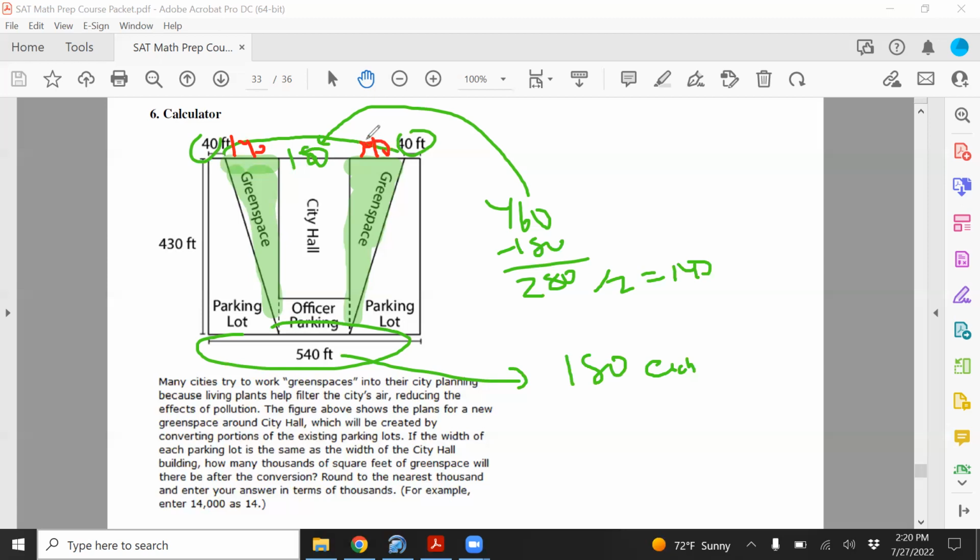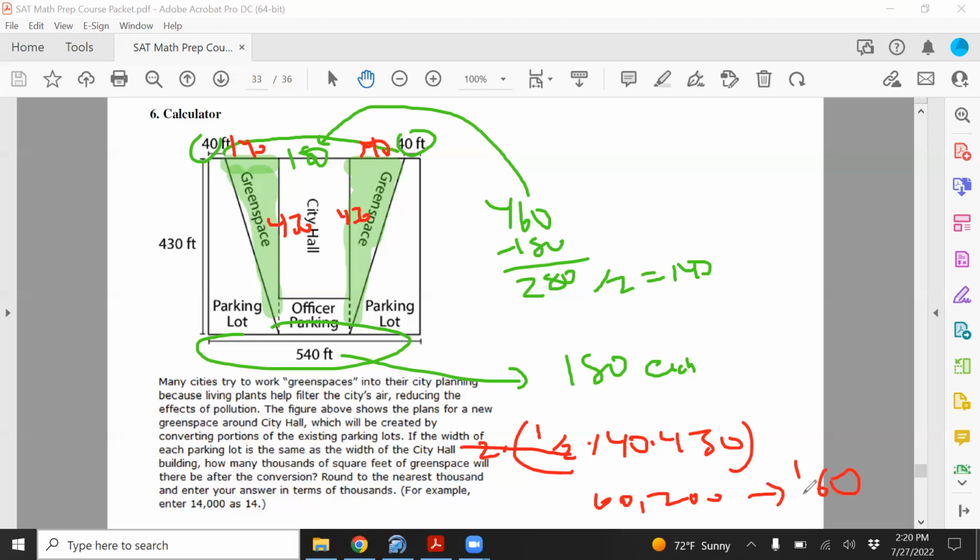Yeah, you get 140, 140. And that's 430 for the height. So you have to do one half, you've got two of those triangles. One half times the base times the height. Those cancel. And you totally have to use a calculator at this point. So you get 60,200. Round to the nearest thousand. So that'd be 60.